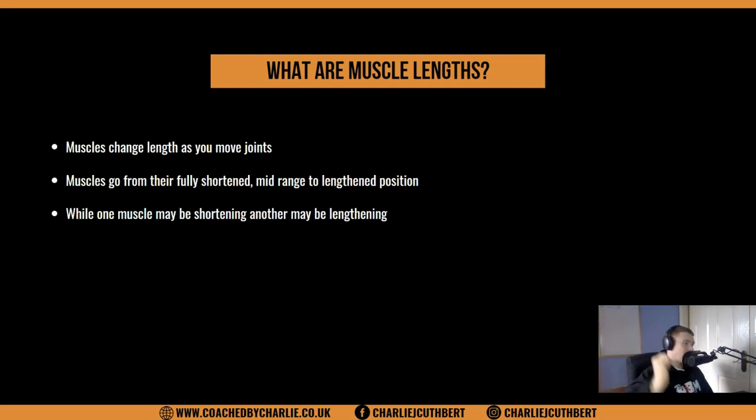And bear in mind, one might be shortening while another might be lengthening. And what I mean by this is, if let's say you bend and straighten your leg, you've got a muscle in the front and the back of your leg. So if you're bending one, then you are going to be straightening one while also contracting the other. You'll be lengthening one while shortening the other.